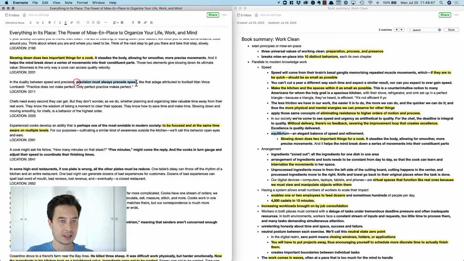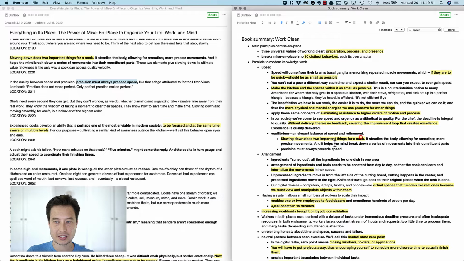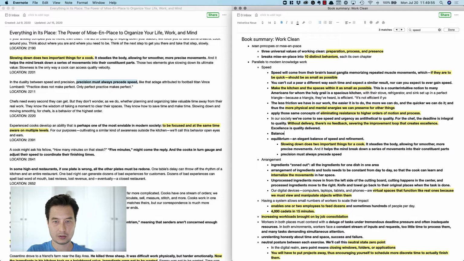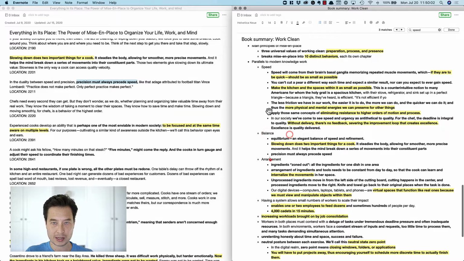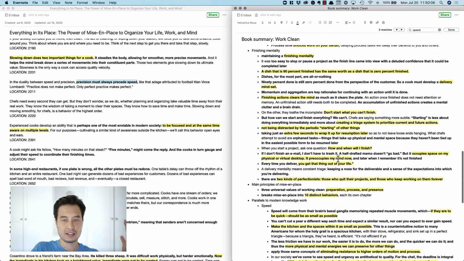A further way of saying that is precision must always precede speed. You can see if this becomes big enough, this might actually, in fact, let's just do that. There's a whole new section here, it looks like, called balance, that could be on an equal footing with arrangement, speed, and maybe even finishing. So this is just amazing.